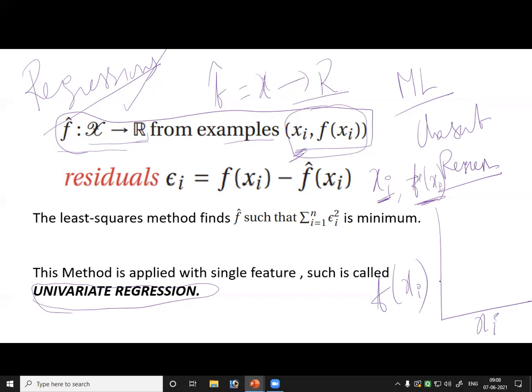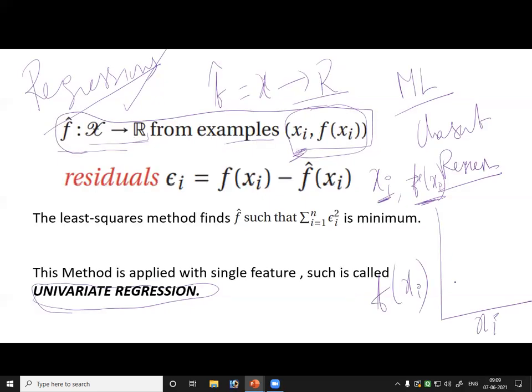When we give xi, f of xi gives a point here. So we get different points here. If xi is varied, f of xi also gets varied. Now we find f hat. What is the difference? Residual.